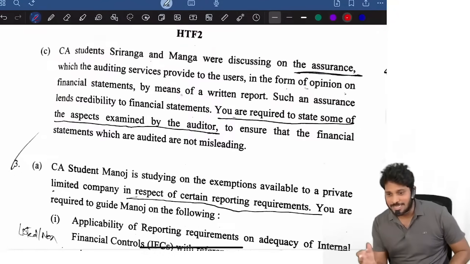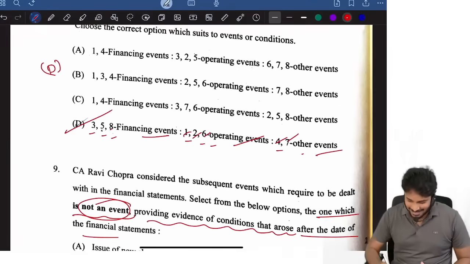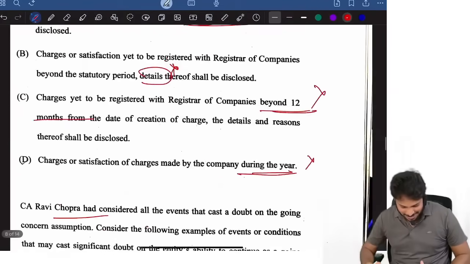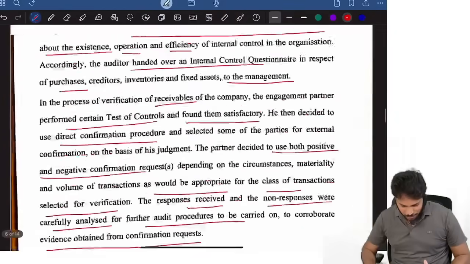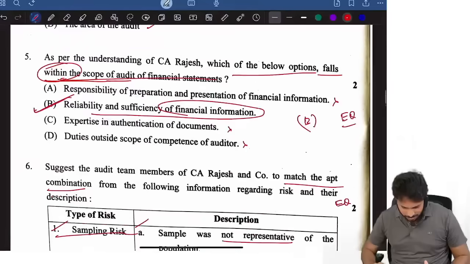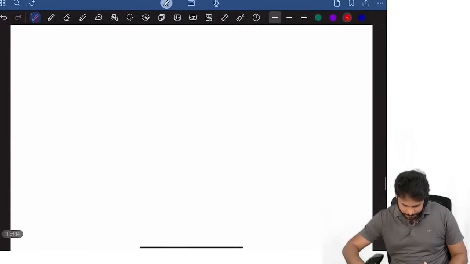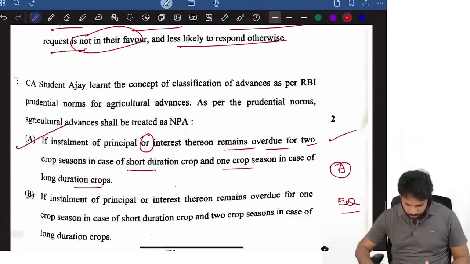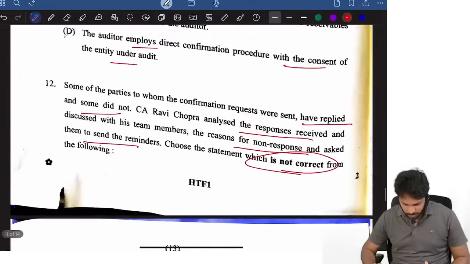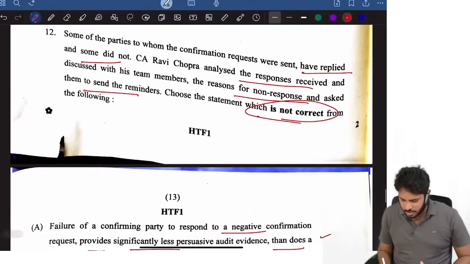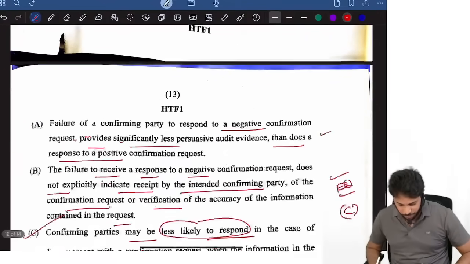Somebody is continuously saying 12th question. Wait, ma. They're continuously messaging about the 12th question. MCQ case number 12. Okay, fine. 14, 13, 12.